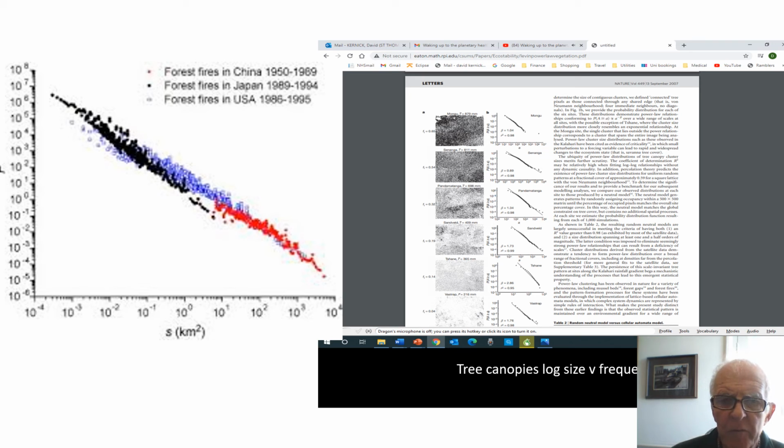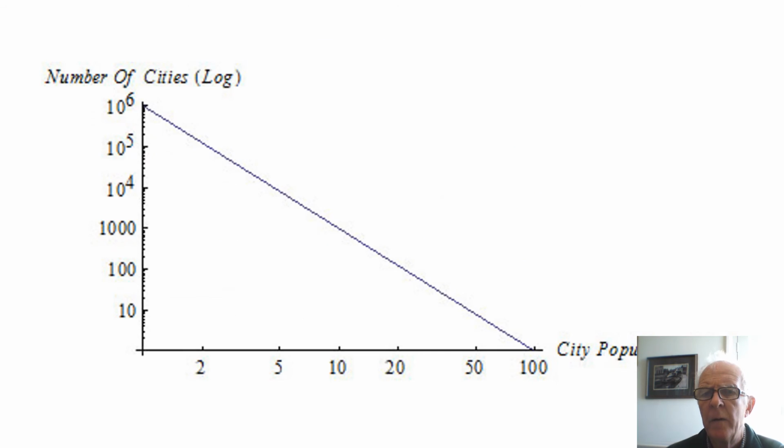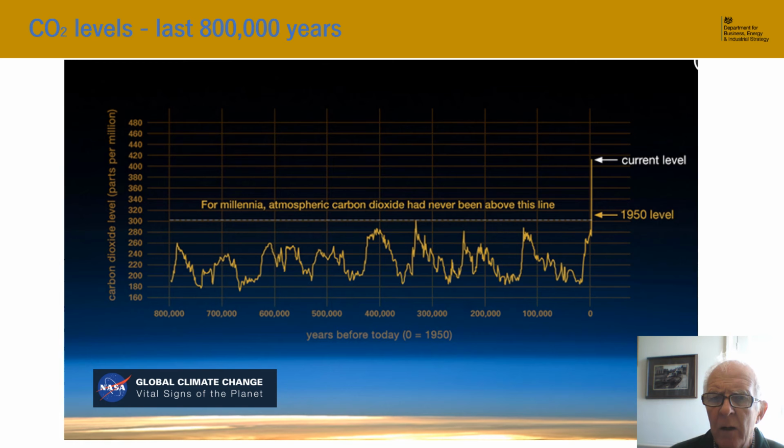We've seen forest fires on the left there before. On the right shows canopy size against frequency of canopy size of trees, and again shows a straight line. It's number of cities against city population, power law scaling, so human systems as well.